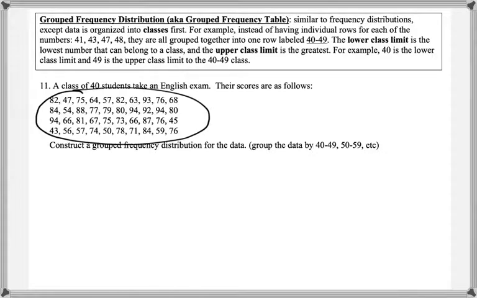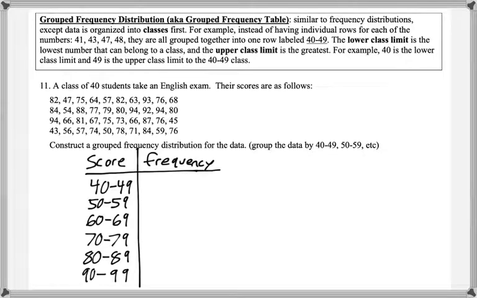So we have this data here, and they want us to construct a grouped frequency distribution, and they want us to group the data by 40s, 50s, 60s, etc. So I've made two columns. In the first column is the score, and as you can see, I'm using the classes, and the second column is the frequency.